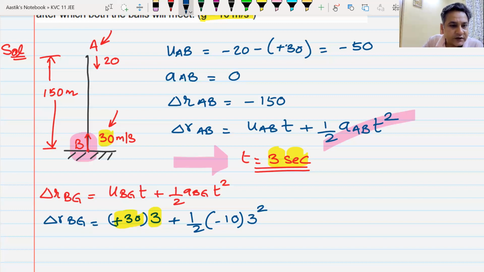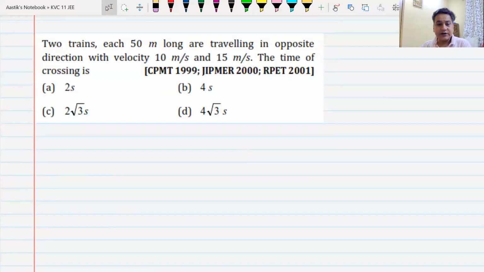Okay, I've got that question. Let's see, this question has come many times in different exams. And now it is coming for you. Let's see if you can do justice to this question. Here is the question. Two trains, each of 50-meter long, are traveling in opposite direction with velocities 10 meter per second and 15 meter per second. How much time will they take to cross each other?